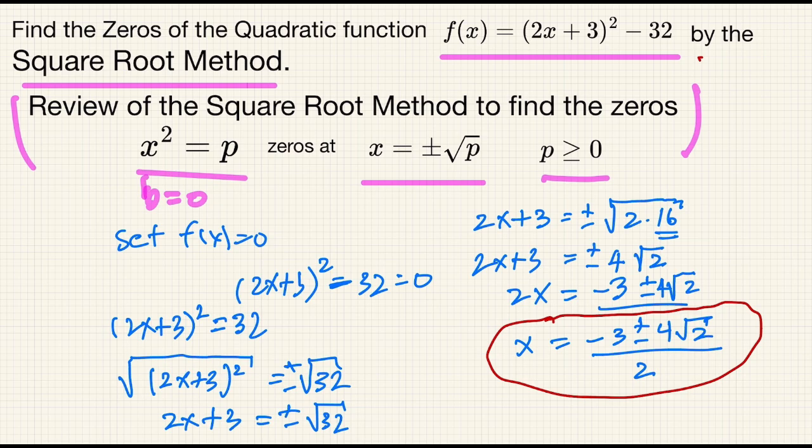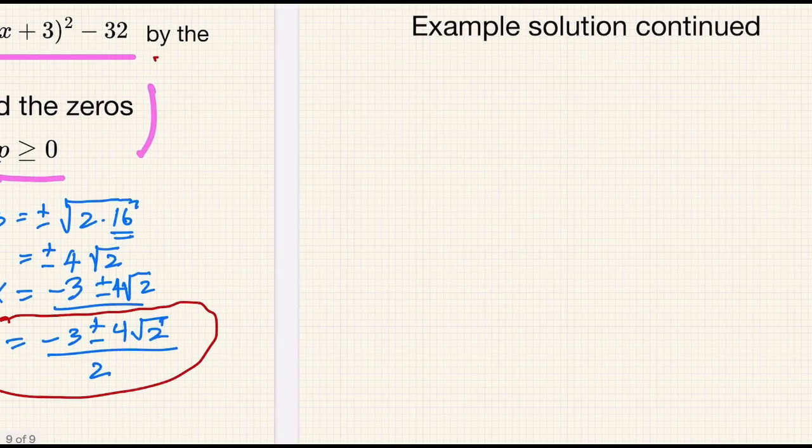But now let's check one of them real quick, just to make sure we've done it properly. So we've got (2x + 3)² is equal to 32. That's our equation when we set it equal to 0. Now let's just take the positive root where we use the plus sign, just the one example.